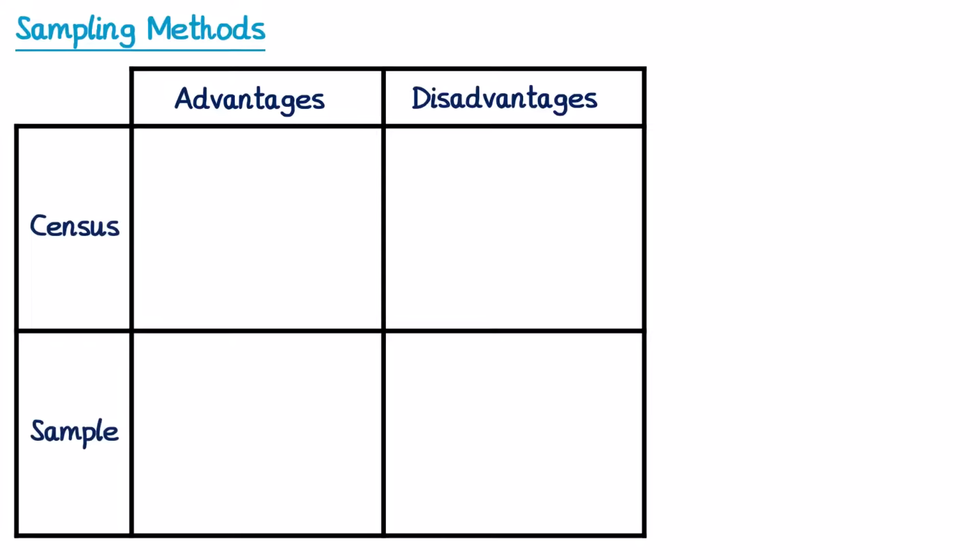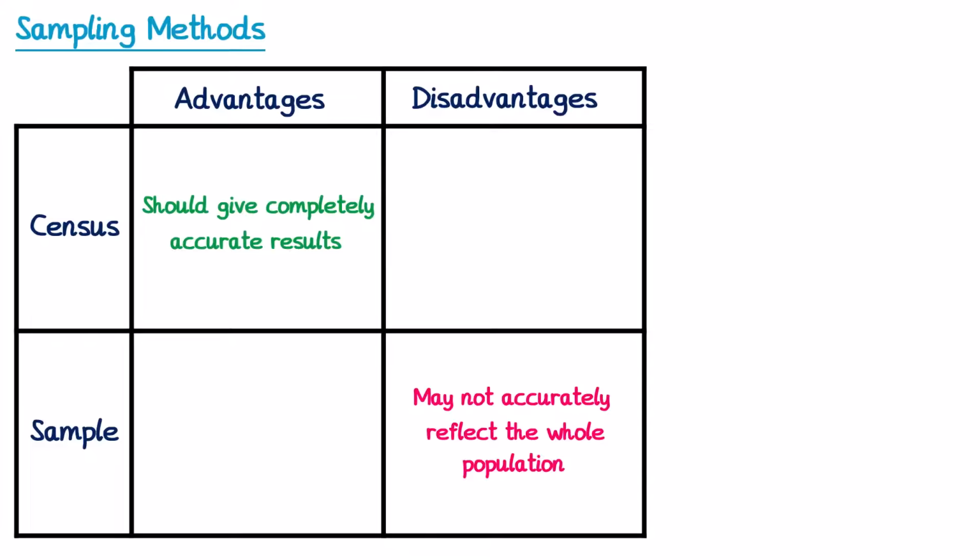You need to be aware of the advantages and disadvantages of a census and a sample. The main advantage of a census is it gives a completely accurate result. This is because it includes every member of the population. A sample, on the other hand, may not accurately reflect the whole population. For example, what if the head teacher only selects students from a particular maths set, or from a particular teacher? This might not accurately reflect the views of all of the students in the school.